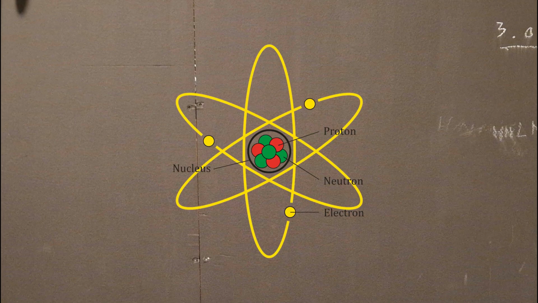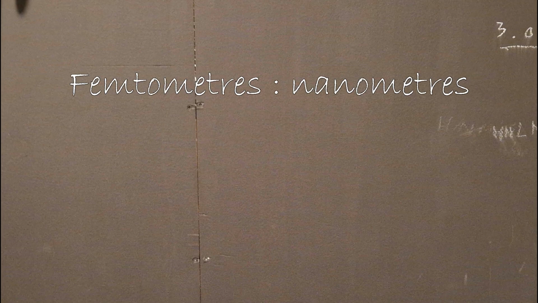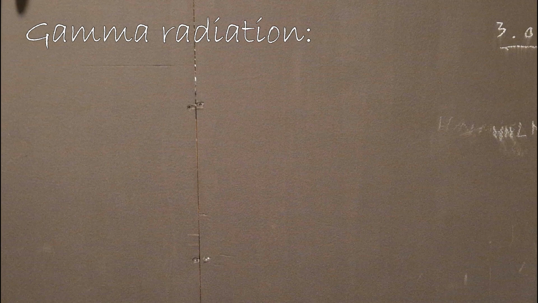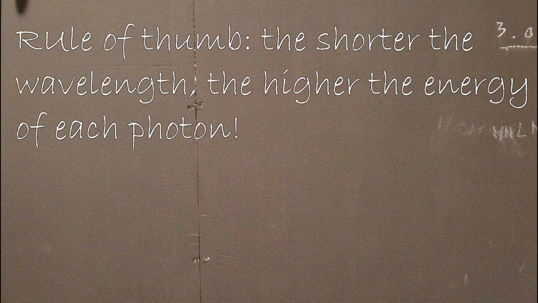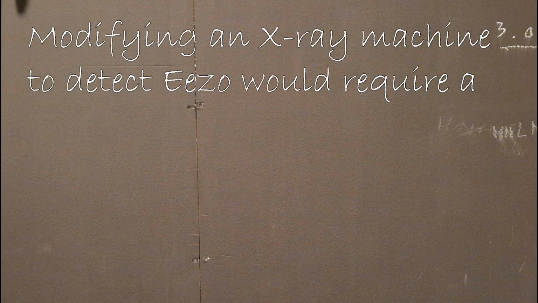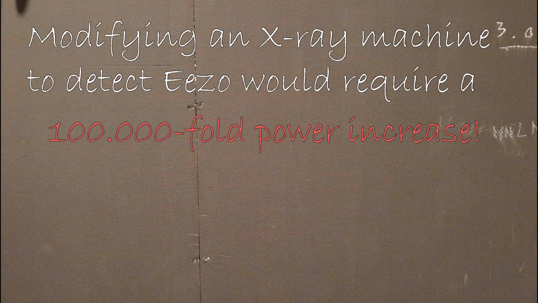An atomic nucleus, however, is measured in femtometers. A femtometer is 1 million times smaller than a nanometer. Gamma radiation, which we can detect, is generally measured in picometers, but even those are still 1,000 times bigger than a femtometer. To build a scanner capable of detecting element 0 would require an emitter capable of generating an unbelievable amount of energy, and a receiver that's equally sensitive.